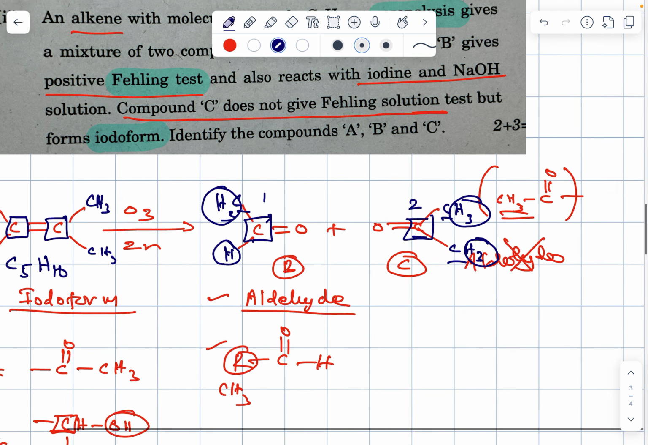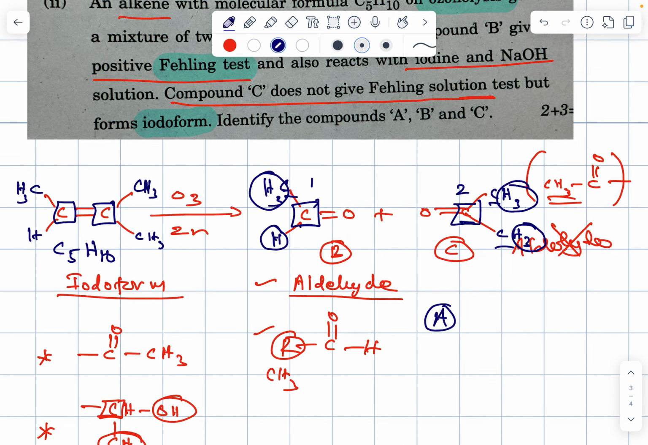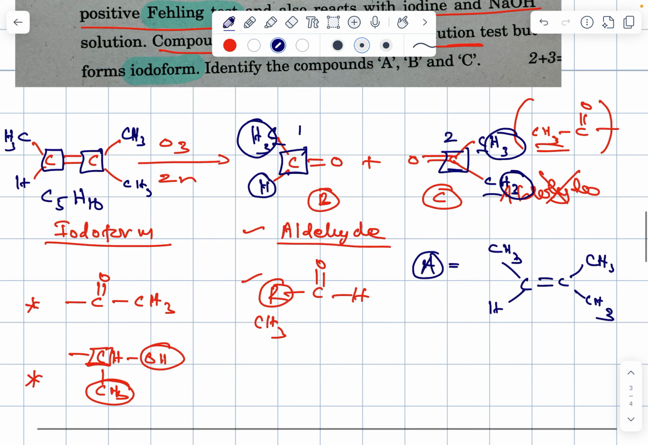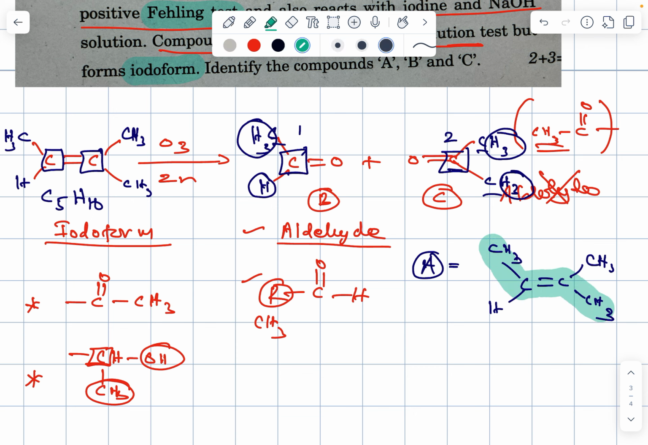So what is compound A? Compound A is the alkene. The answer is CH3, CH double bond C, methyl group and methyl group. Now what is the compound name? We use IUPAC nomenclature, which chooses the longest hydrocarbon chain. Numbering the positions 1, 2, 3 and 4, I have the methyl substitution at the third position. Therefore it is 3-methylbutene.